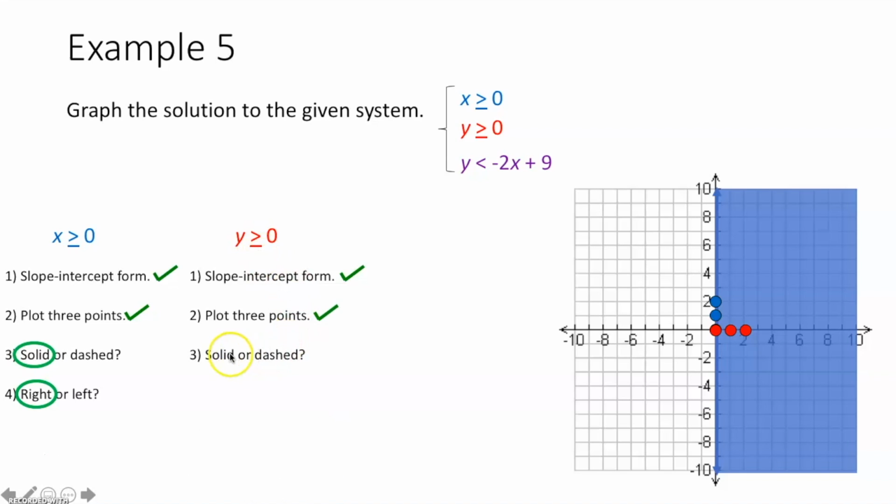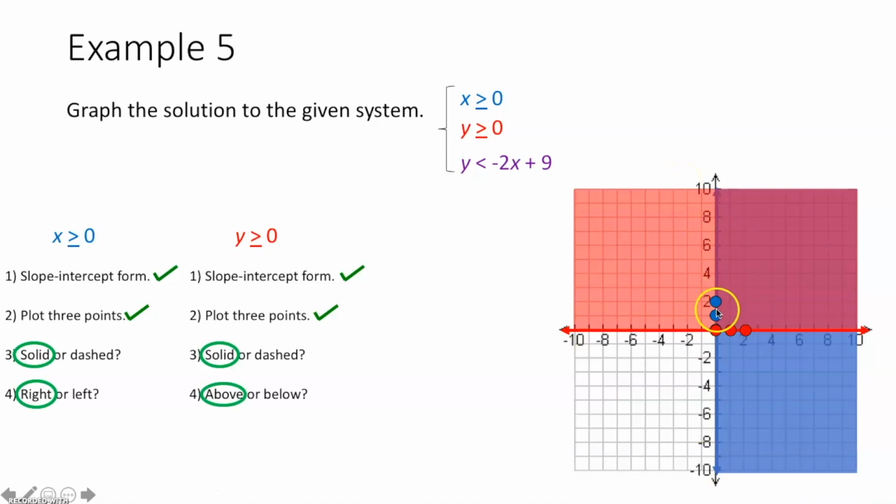We then draw a solid or dashed line. Well, since there's an equal sign, again, that means we put closed points. That means we're going to have a solid line going through those 3 points. Lastly, are we going to shade above or below that given line? Well, since we want all the y values greater than or equal to 0, we want all the y values above that given line. Sweet. Now we see where those 2 shades cross. That would be the solution set for these 2 linear inequalities.